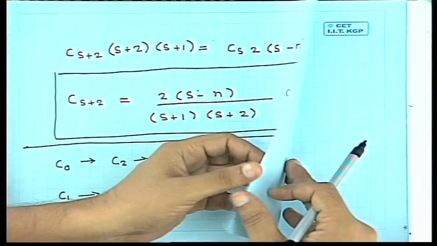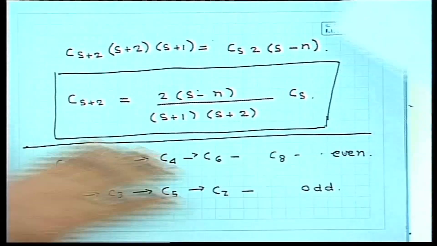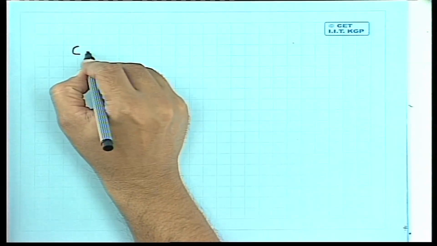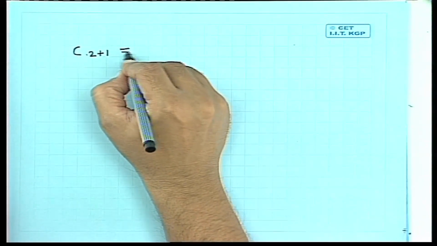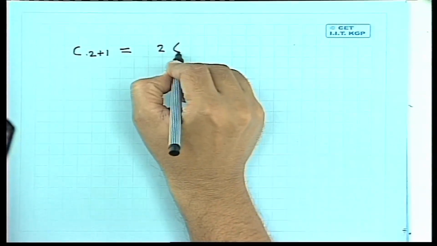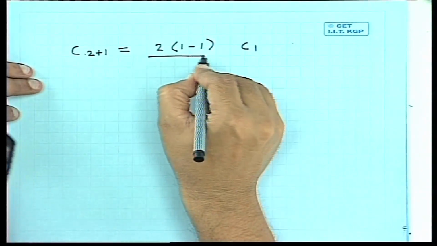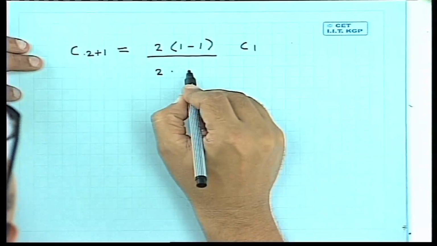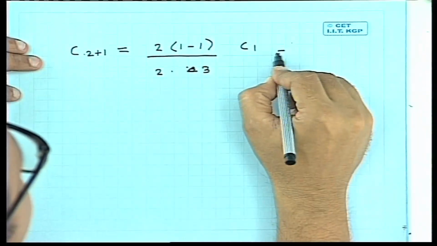So let us calculate C3. C3 is equal to, with s plus 1 and s plus 2, 2 into 1 minus 1 times C1 by, s is 1, so we have 2 into 3, which is 0.